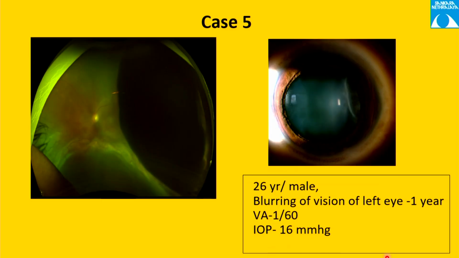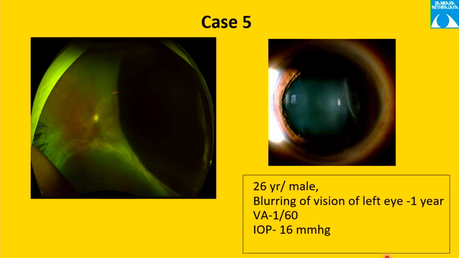So coming to case 5. This is a 26-year-old male who presented with blurring of vision of the left eye since 1 year. Visual acuity was 1/60. IOP was within normal limits. This is the Optos image of the left eye. As you can see, there is a dome-shaped pigmented elevation which is almost occupying 50% of the vitreous cavity, and also there is an inferior retinal detachment.